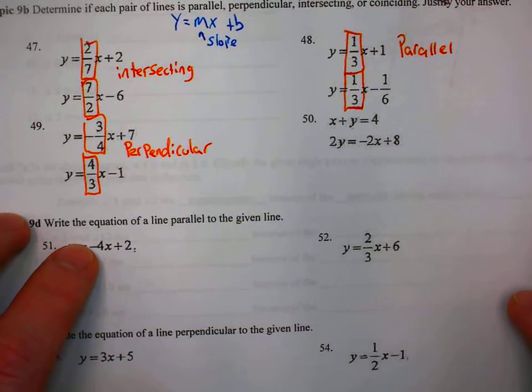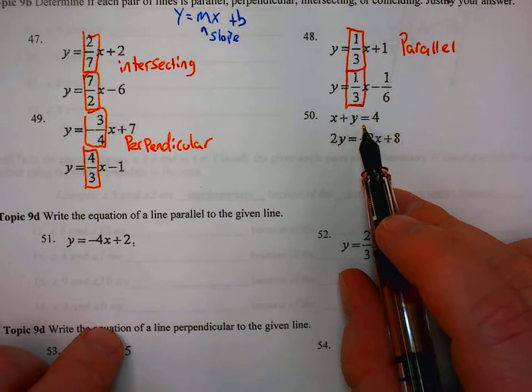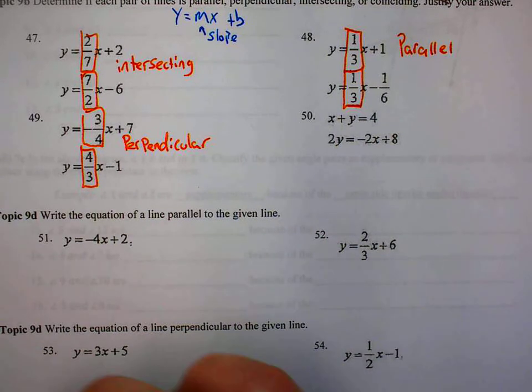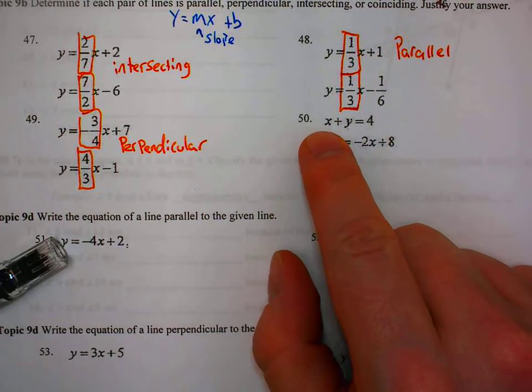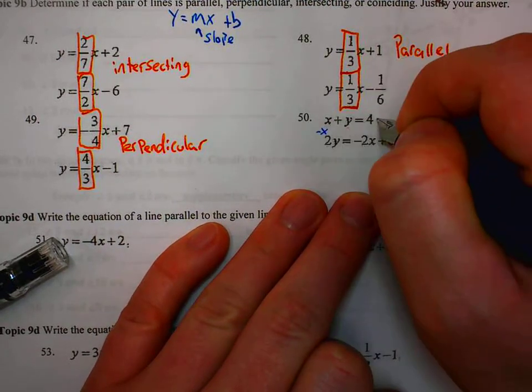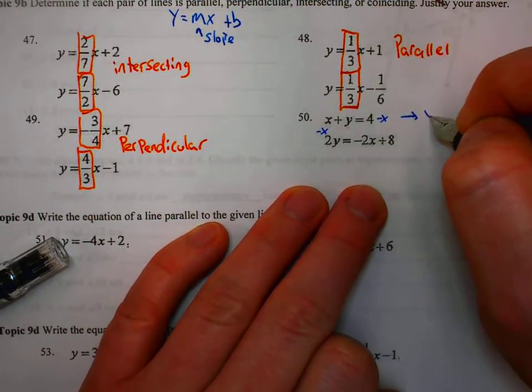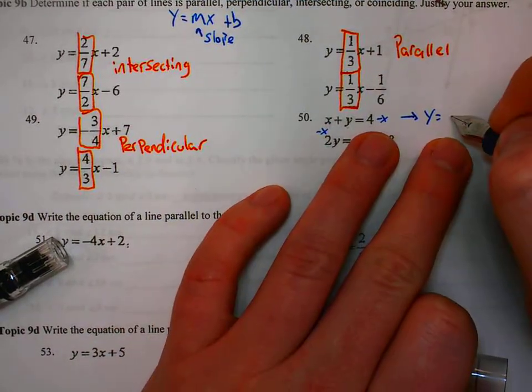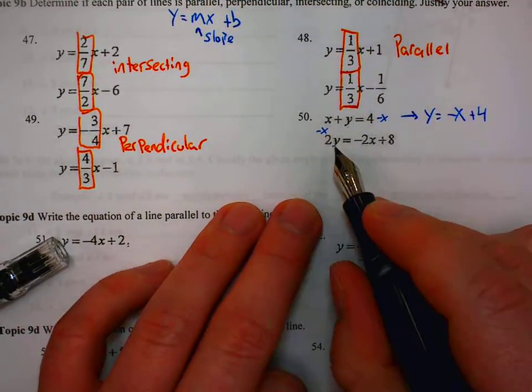And number 50. These are not solved for y, so in order to get these to solve for y, I'm going to have to do a little bit of algebra with each one. For the first one, all I need to do to get y is subtract the x to the other side. If I subtract x, that would give me the equation y equals, and instead of writing 4 minus x, I always like to put my x first, so -x plus 4.